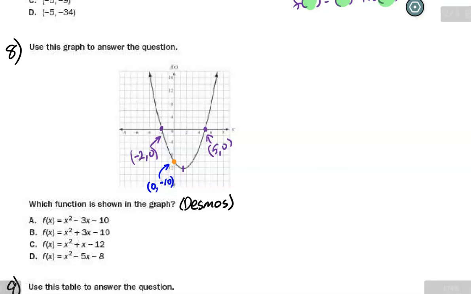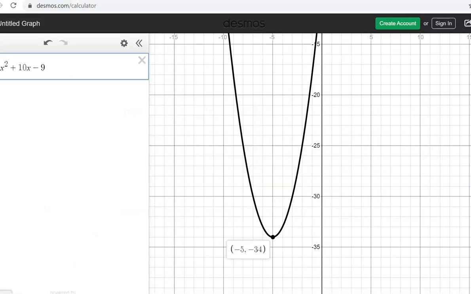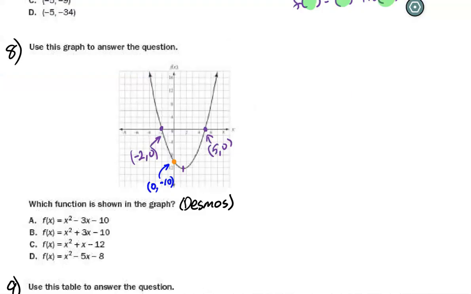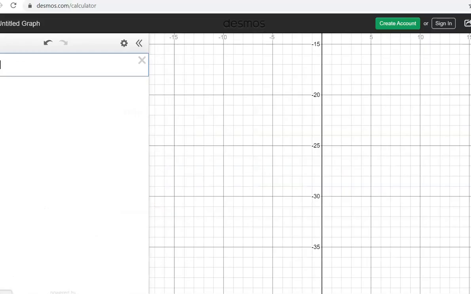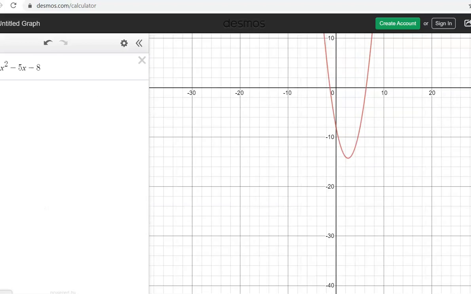Okay, so all you have to do now is go to Desmos, graph each of those 4 equations, and then figure out what your answer is going to be. All right, so I'm going to do one for you, and that's going to be that last one, minus 5x minus 8. Okay, so let's go back to my home screen.